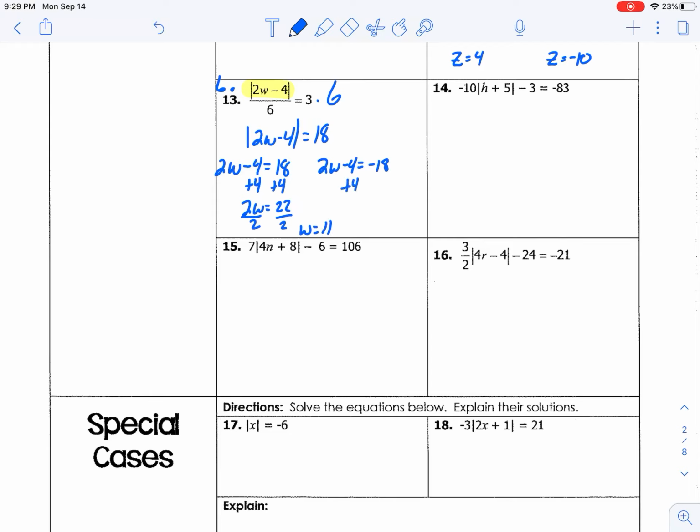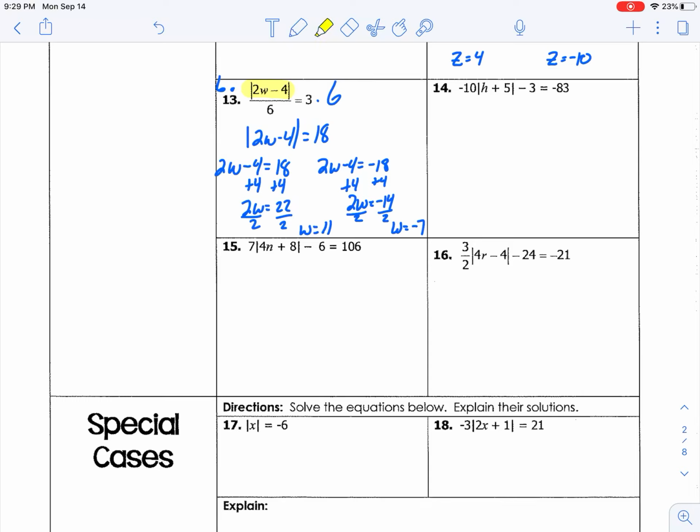Again, my processes are going to be the same. We're going to add the 4 out of there. We're going to get 2w is equal to negative 14. We're going to divide the 2 out and divide the 2 out. We're going to find out that w is equal to negative 7.